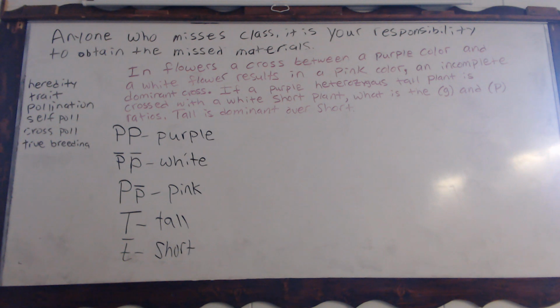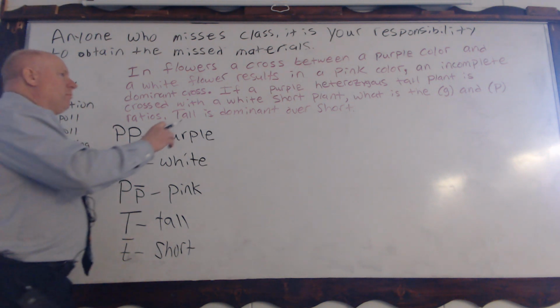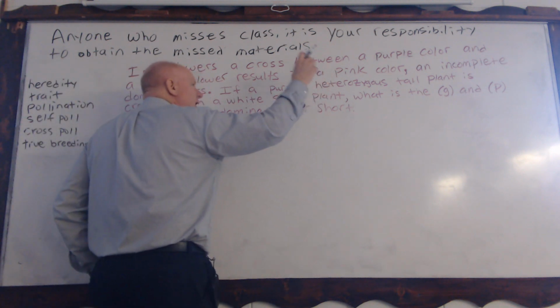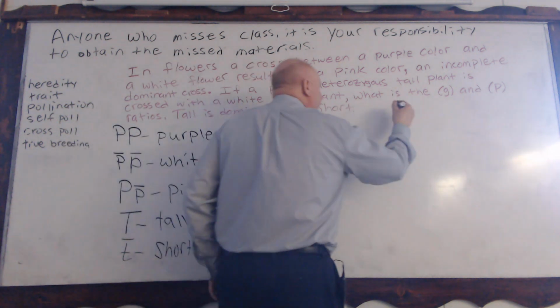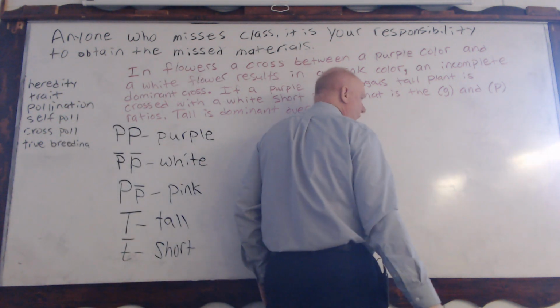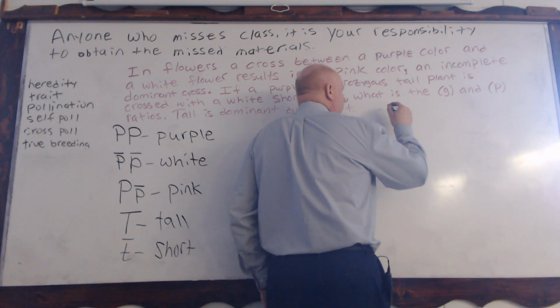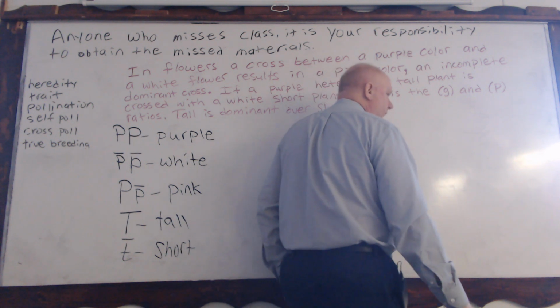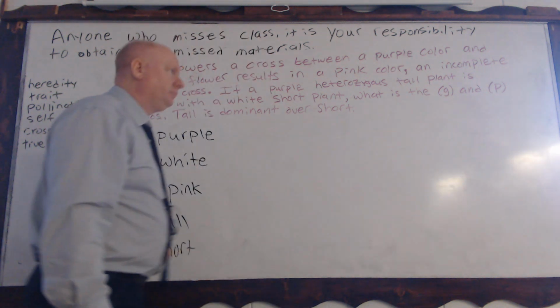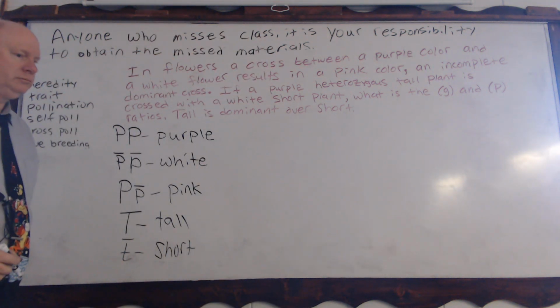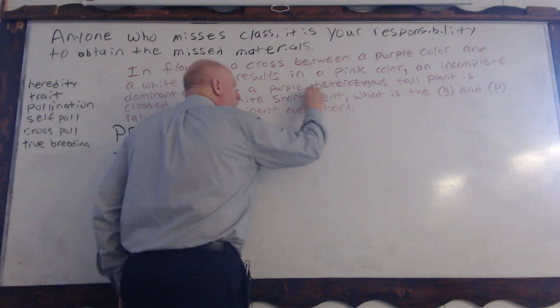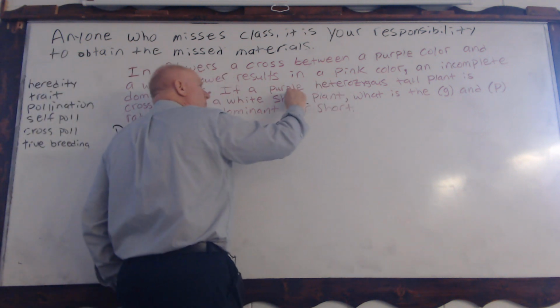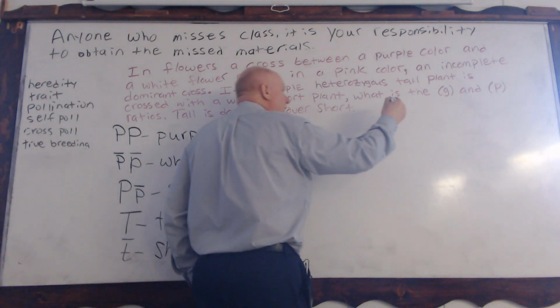Okay, so now that you've got your key, purple, heterozygous, tall. What are our four alleles? What are our four alleles when we see purple, heterozygous, tall?